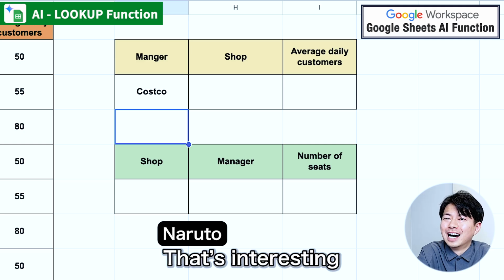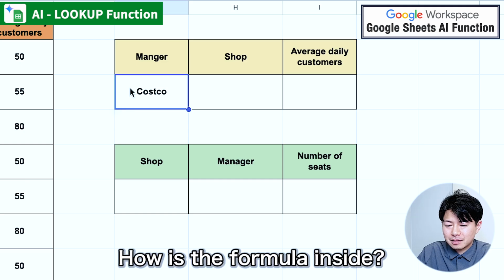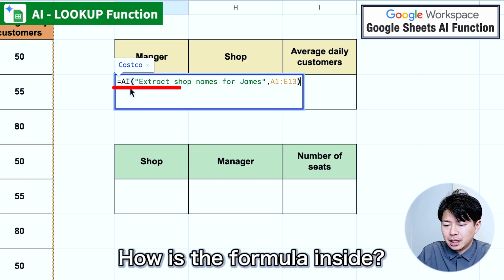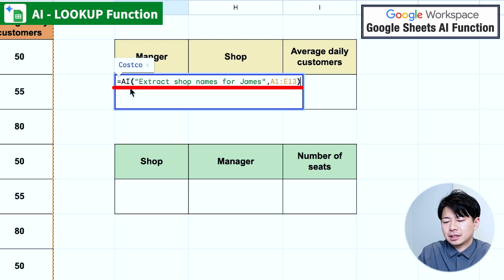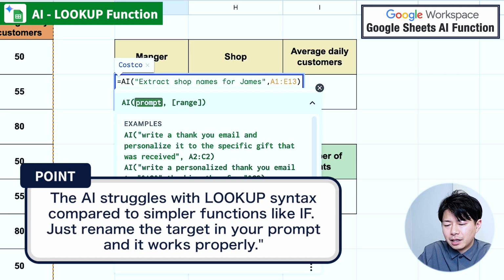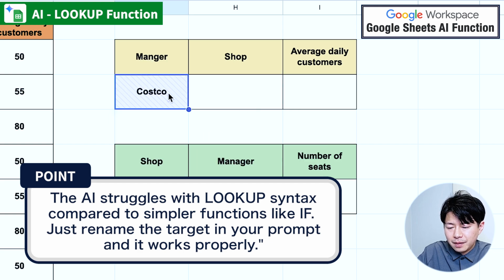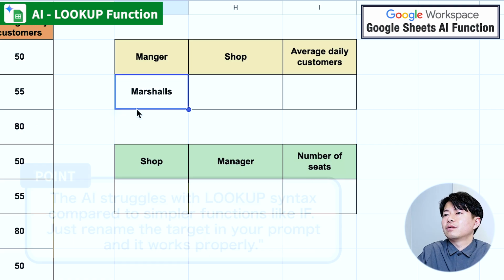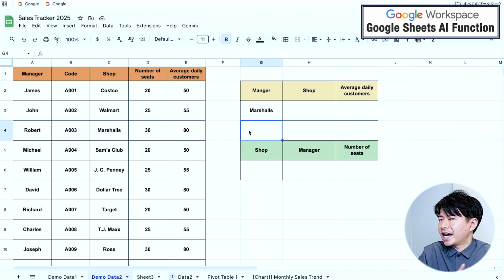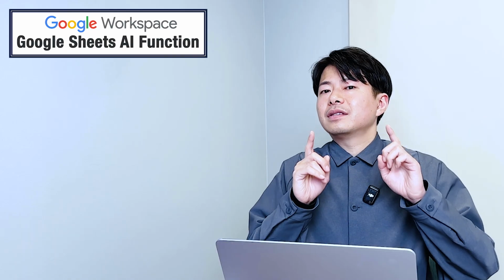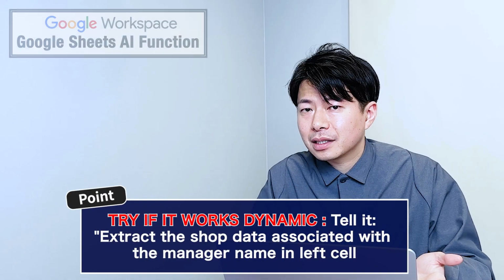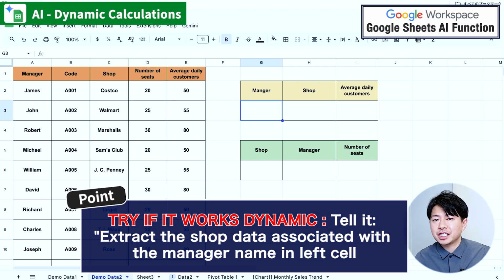Wow. That's interesting. Wow. How is the formula inside? Okay. This is the AI formula. Okay. Maybe if we change it to Robert, maybe it generates more shops. Wow, more shops, Robert. Great functions. So now to make it dynamic, so it works when the name changes.